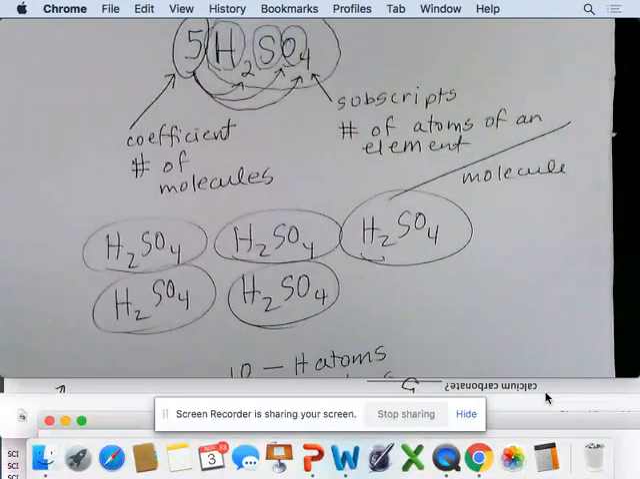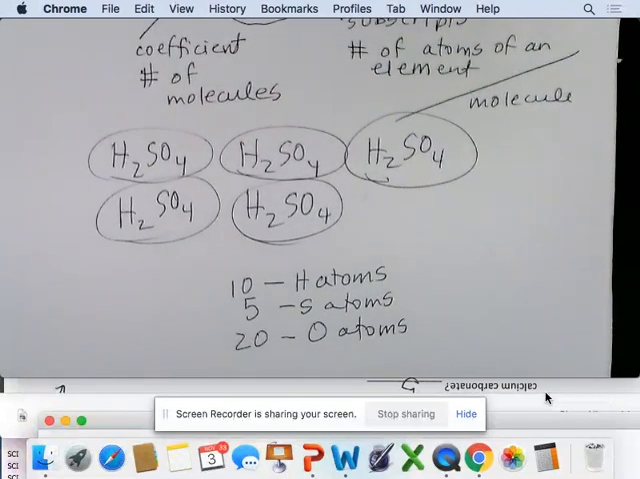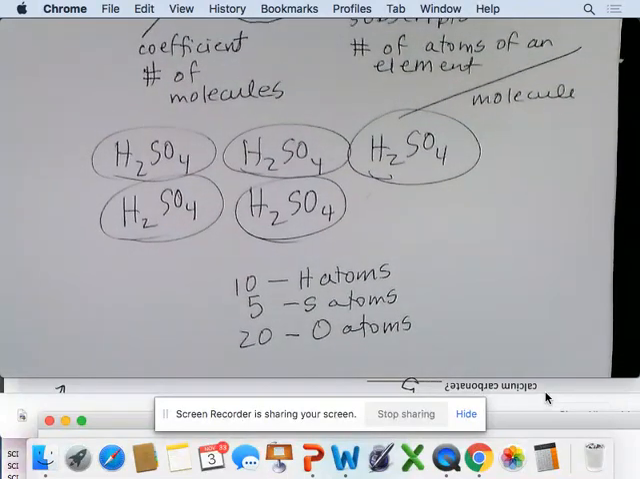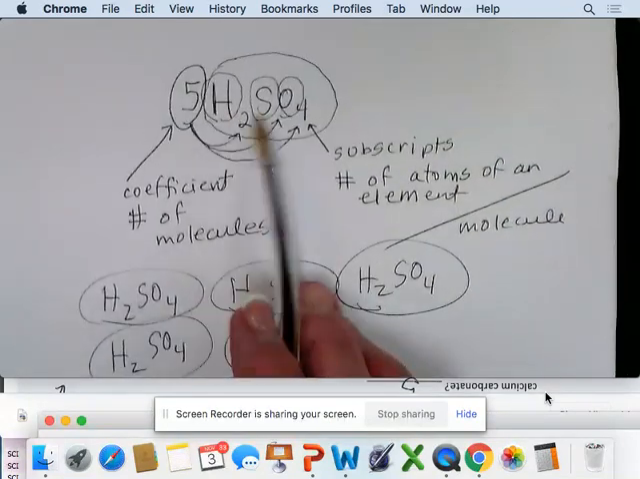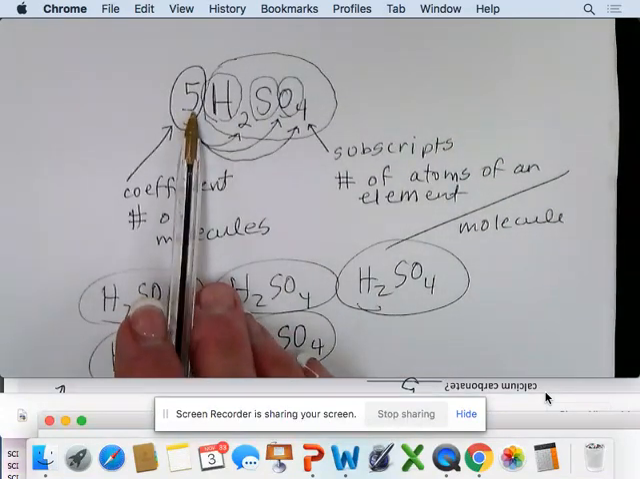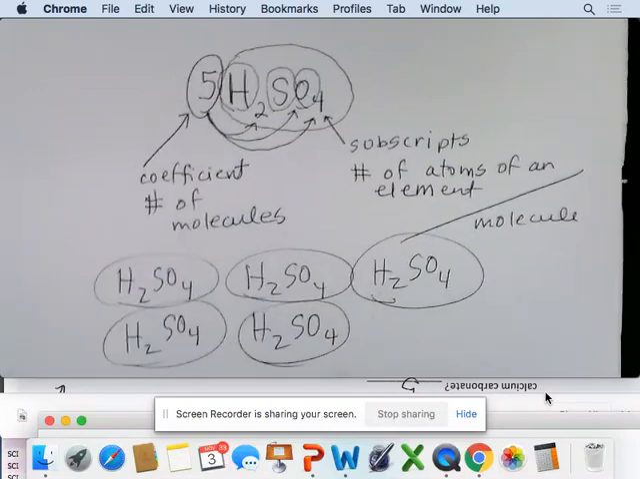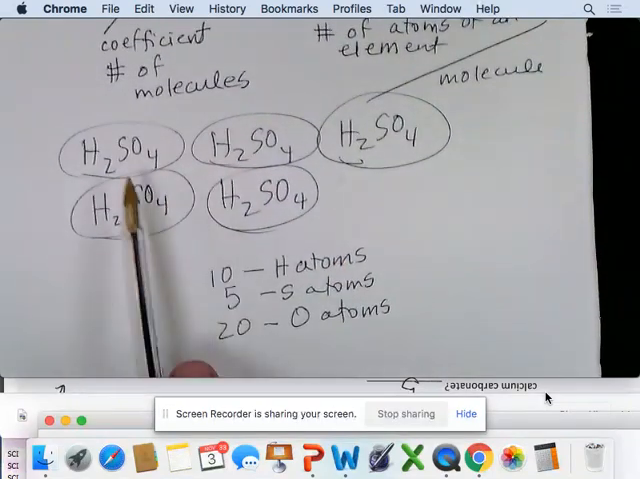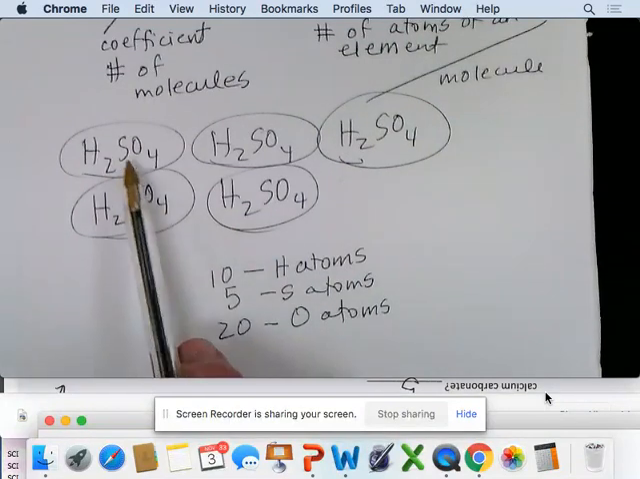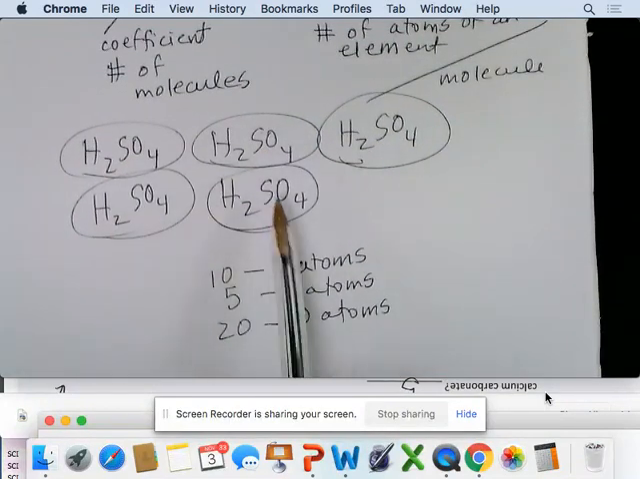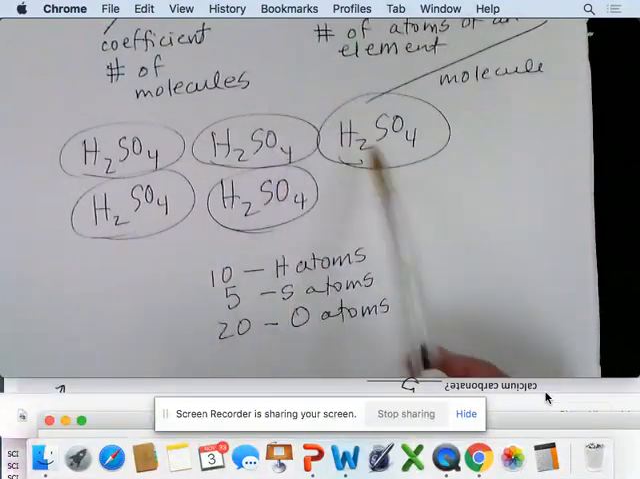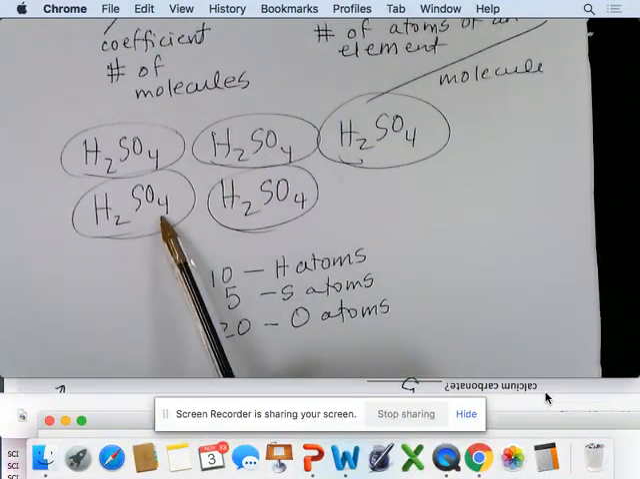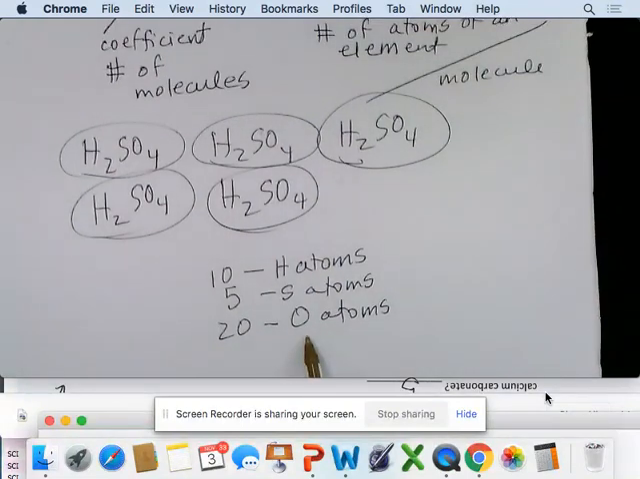So that's just a really quick explanation of how we would read those chemical formulas. And you can back check these numbers by writing this chemical formula the number of times according to the coefficient, 5 molecules. So you could back check it and say, okay, 2, 4, 6, 8, 10 hydrogen, 1, 2, 3, 4, 5 sulfur, and 4, 8, 12, 16, 20 oxygen atoms.